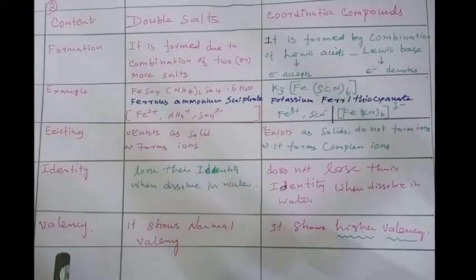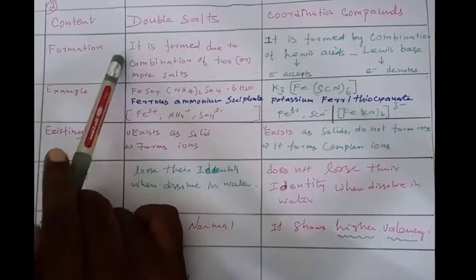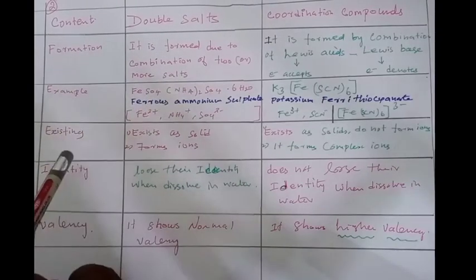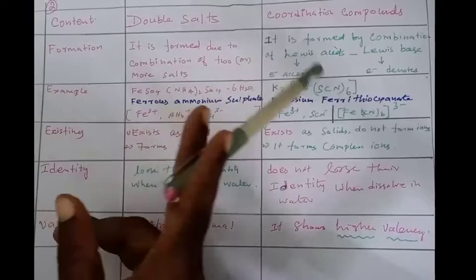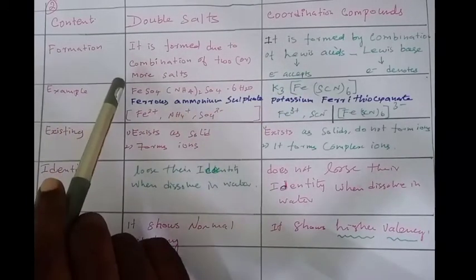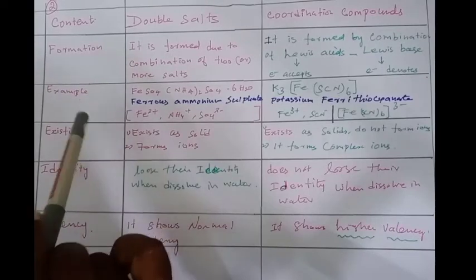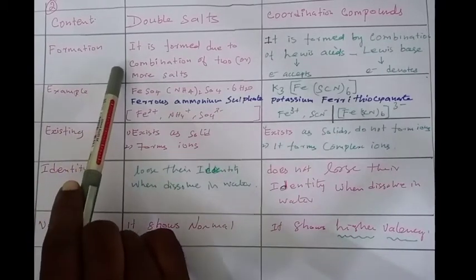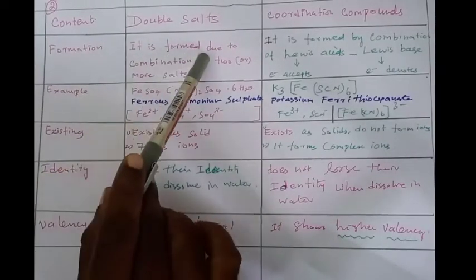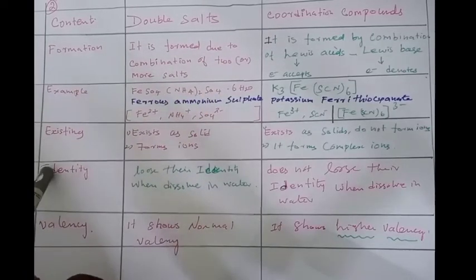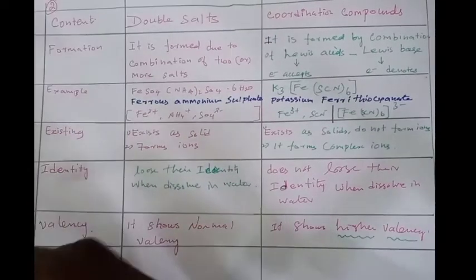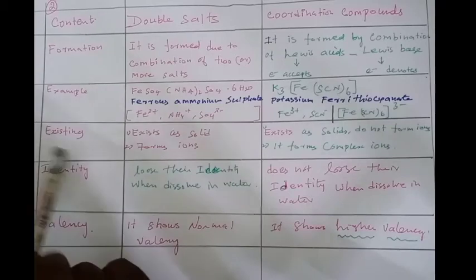Now let us start the difference between double salt and coordination compound, that is coordination salt. How is a double salt formed, how is a coordination compound formed? It's very simple. The points are content, formation, next example, existing, identity, valency. First formation. How is a double salt formed? It is formed due to the combination of 2 or more salts. See students, 2 or more salts can be added to form double salts, that's it.